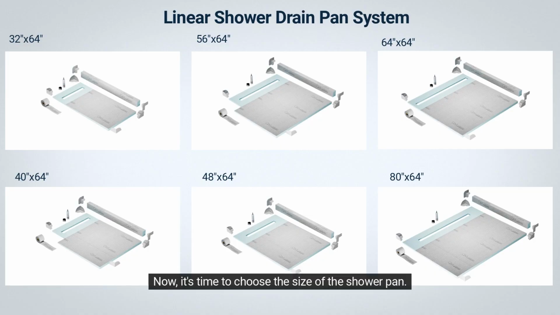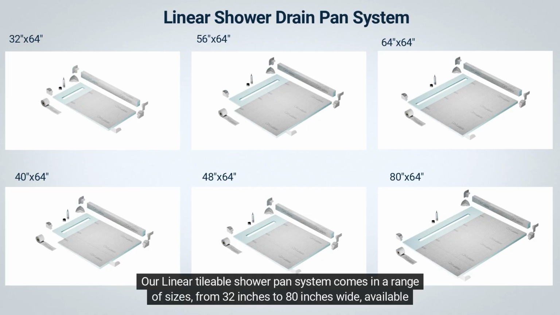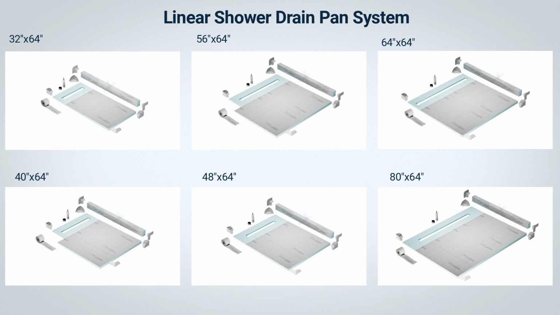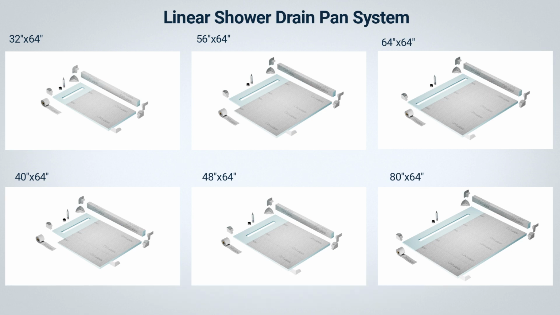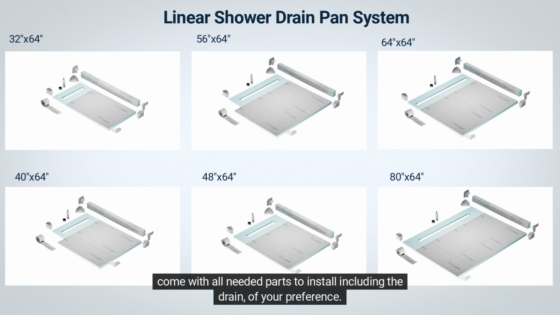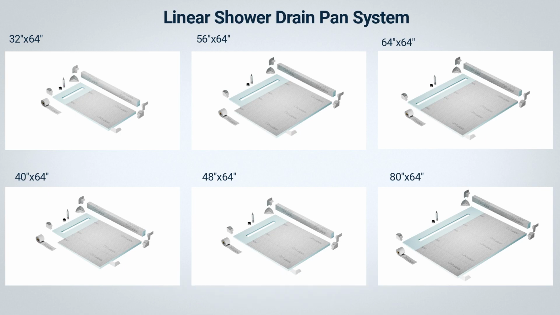Now it's time to choose the size of the shower pan. Our linear tileable shower pan system comes in a range of sizes, from 32 inches to 80 inches wide, available curb or curbless. Keep in mind that the pan can be cut to size or extended with dry pack mortar if necessary. And every kit will come with all needed parts to install, including the drain of your preference.